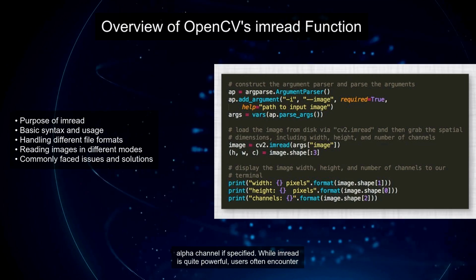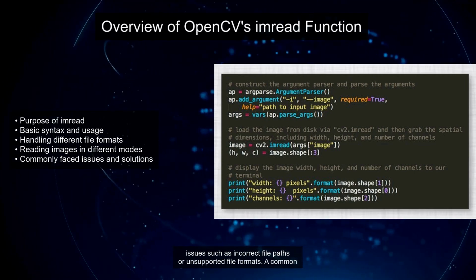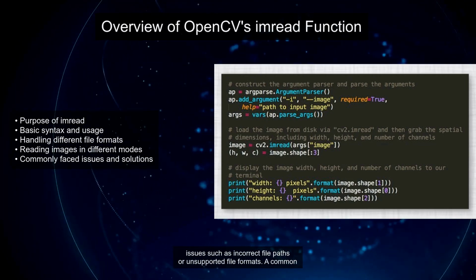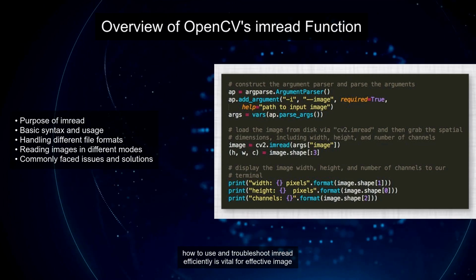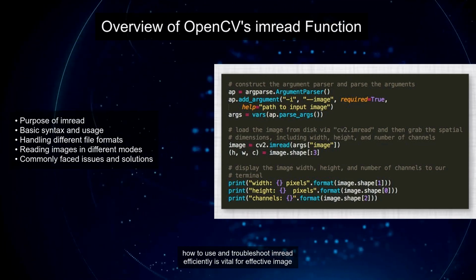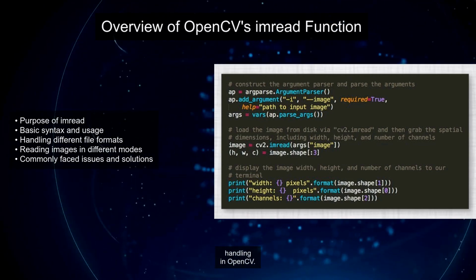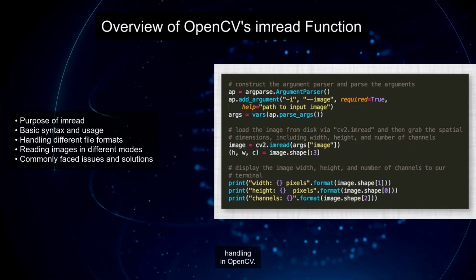While imread is quite powerful, users often encounter issues such as incorrect file paths or unsupported file formats. A common fix is to ensure paths are correct and files are accessible. Knowing how to use and troubleshoot imread efficiently is vital for effective image handling in OpenCV.